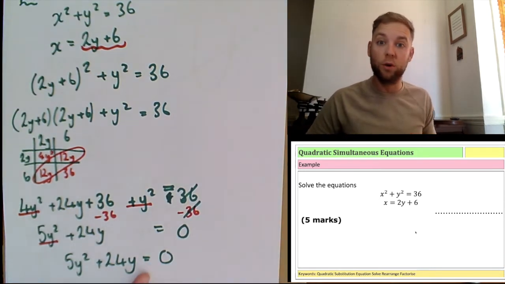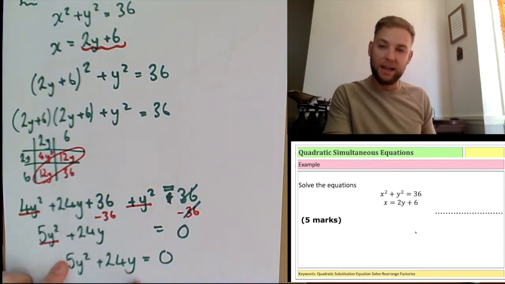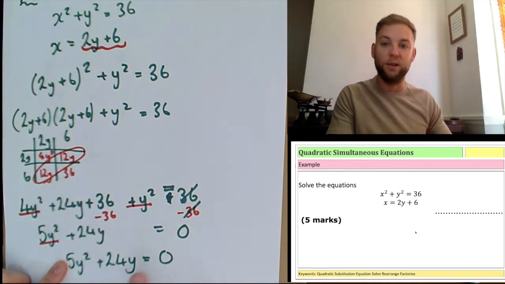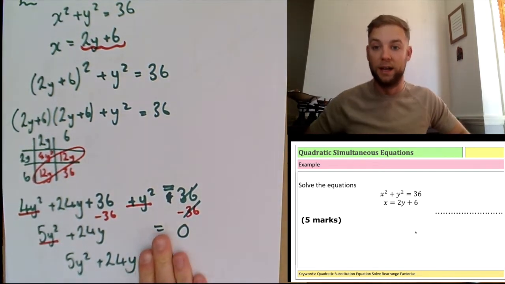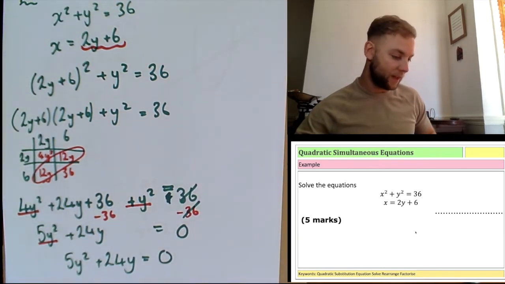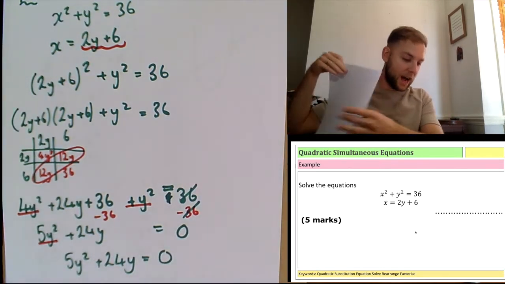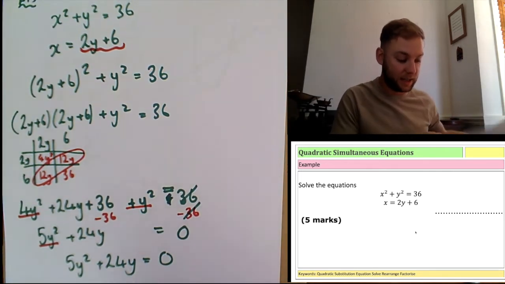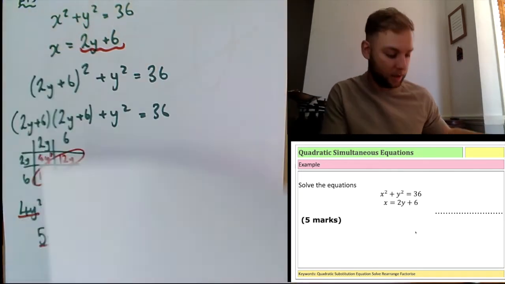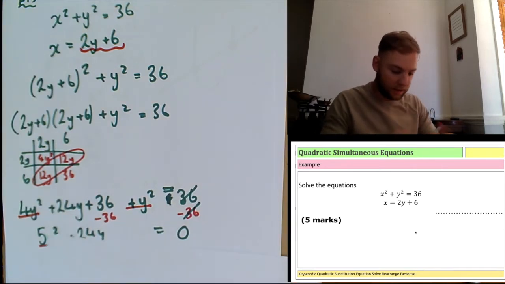You could have used the quadratic formula with a equal to 5, b equal to 24, and c equal to nothing, as there's no extra value here. So we could have used that. But in this case, I'm going to use factorising into a single bracket, just because I can see that I can do it. So let's write it on here so I can continue it over.